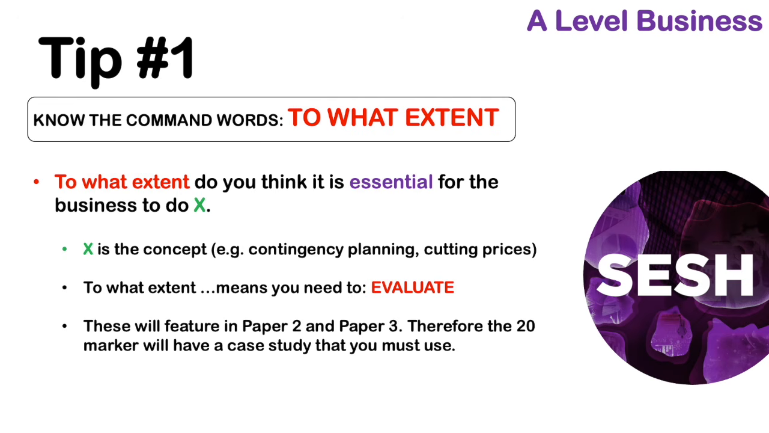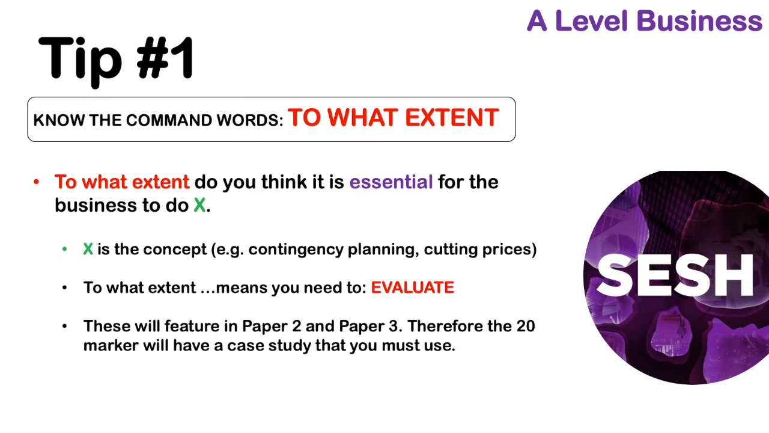So tip 1 is know the command words. And for 20 markers, it's going to be "to what extent". An example question could be, to what extent do you think it is essential for the business to do X? X is the concept. It could be contingency planning. It could be cutting prices. To what extent means you need to evaluate and you need to make a conclusion.